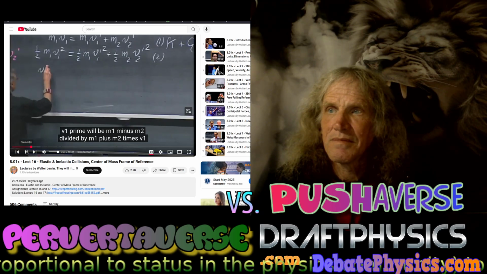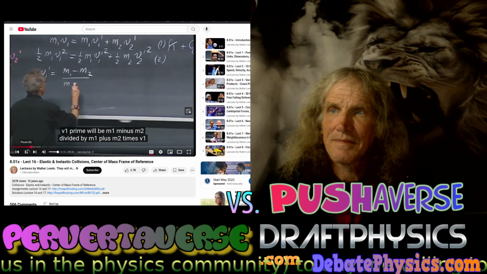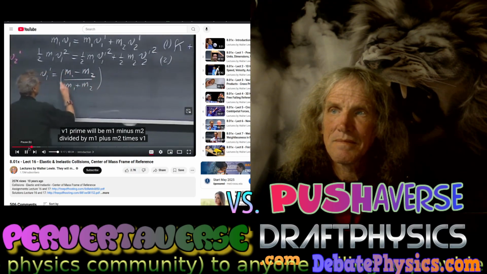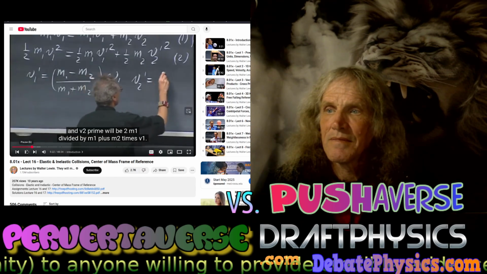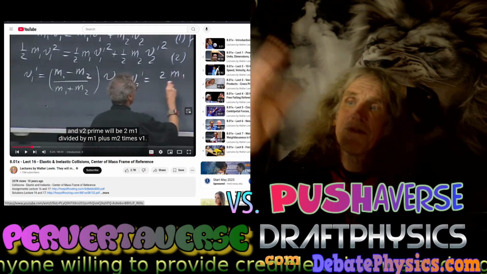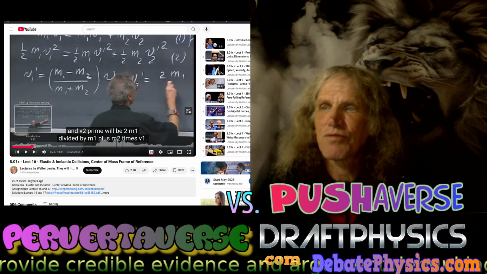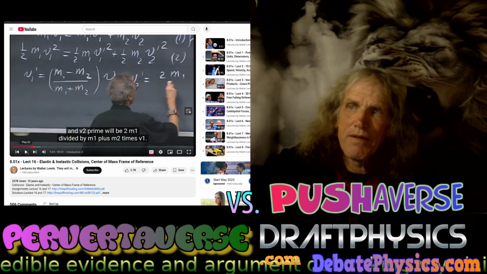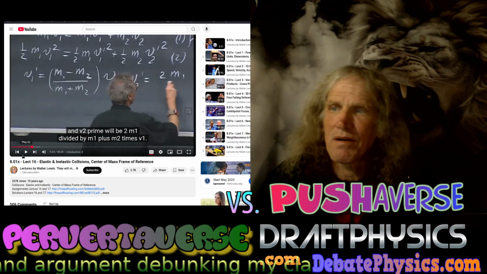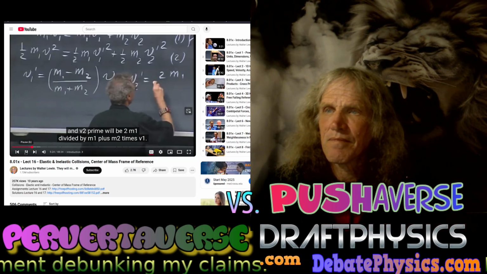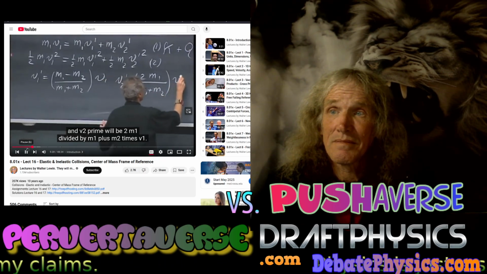V1 prime will be M1 minus M2 divided by M1 plus M2 times V1. And V2 prime will be 2M1 divided by M1 plus M2 times V1. So he's just saying the first object is this formula, the second object will be this formula. Okay, and that's extracted, simply put, out of basically making an equivalence between MV and 1/2 MV squared. That's all he really did.